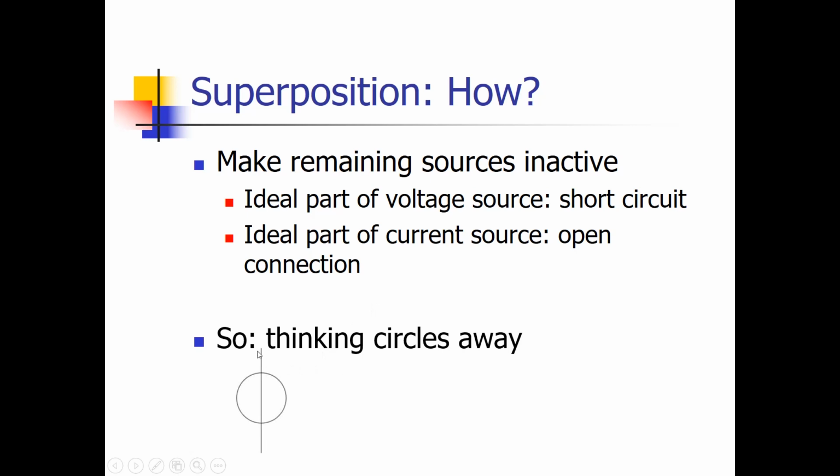For instance, when we have a voltage source over here and we make it inactive, we think this circle away, which leaves us with a short circuit over here. We can do the same thing with a current source. This is the symbol for a current source. When making this current source inactive, we can remove that circle, which leaves us with an open connection over here.